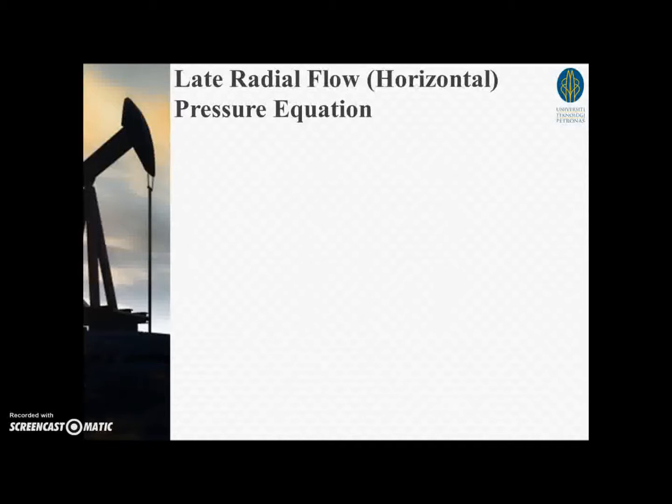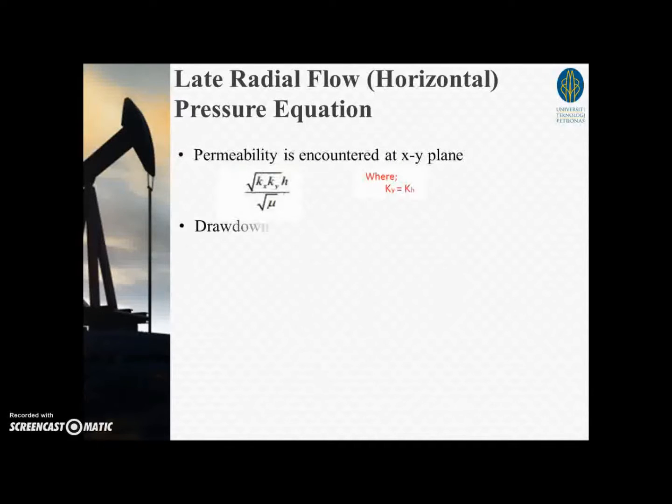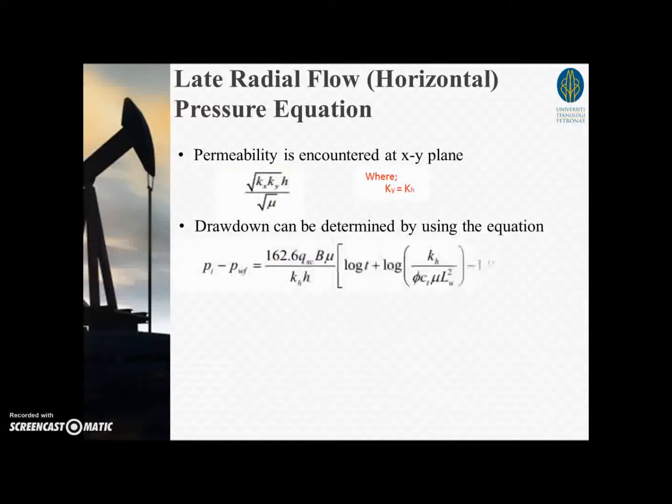The last phase, which is the late horizontal radial flow, permeability is only counted at the x and y plane, where Ky is equal to Kh and Kx is Kx. The drawdown can then be determined by the equation Pi minus Pwf equals as noted, and from the equation, skin can also be determined.